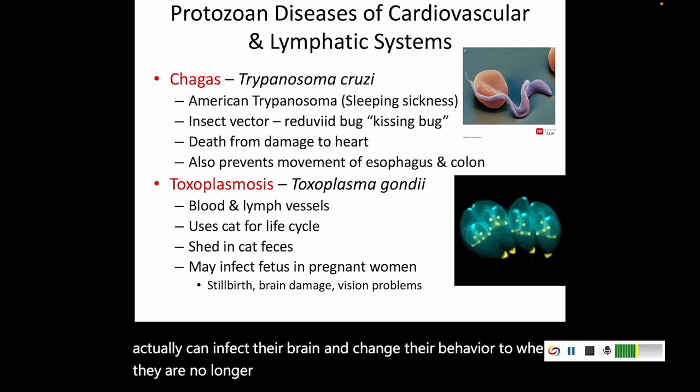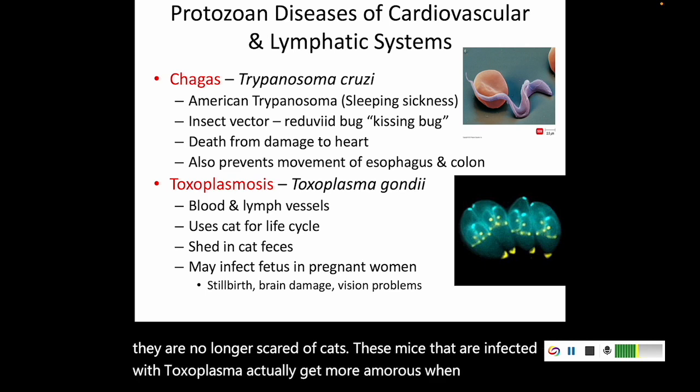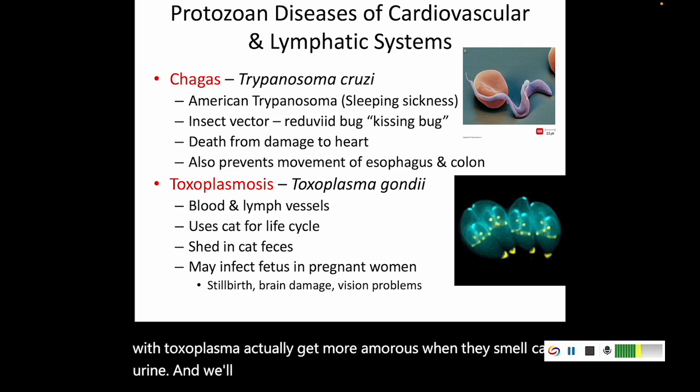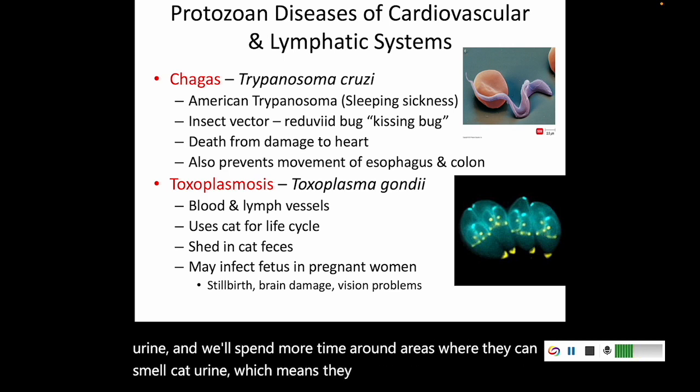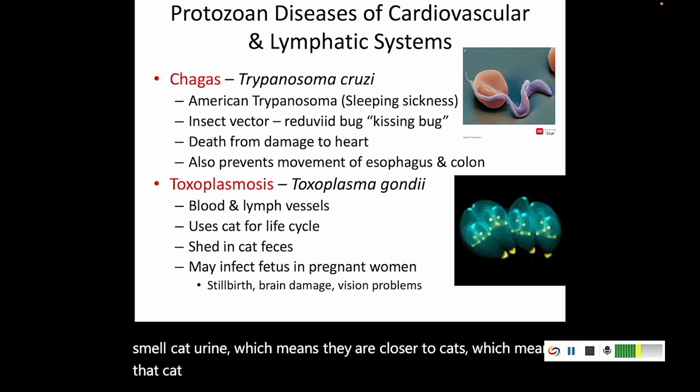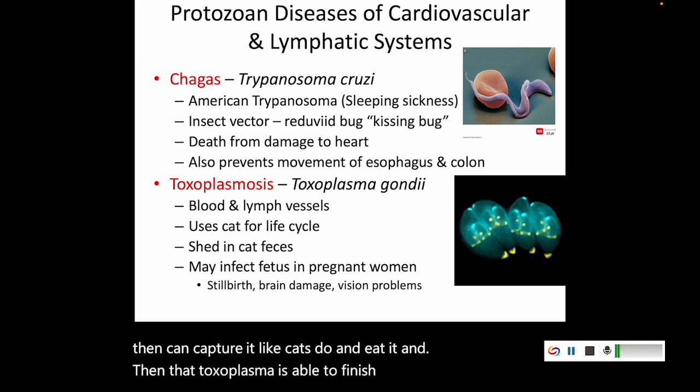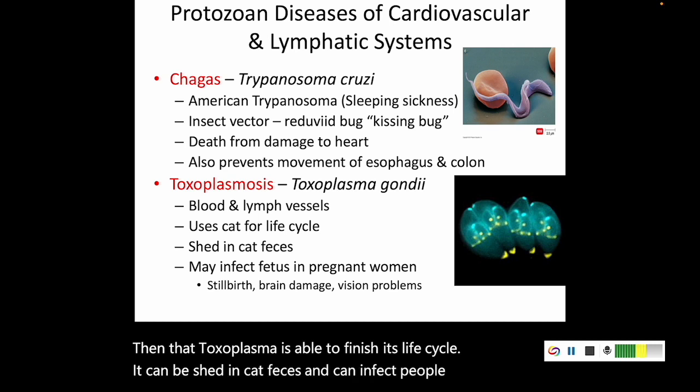scared of cats. These mice that are infected with toxoplasma actually get more amorous when they smell cat urine and will spend more time around areas where they can smell cat urine, which means they're closer to cats, which means that cat then can capture it like cats do and eat it, and then that toxoplasma is able to finish its life cycle. It can be shed in cat feces and can infect people.